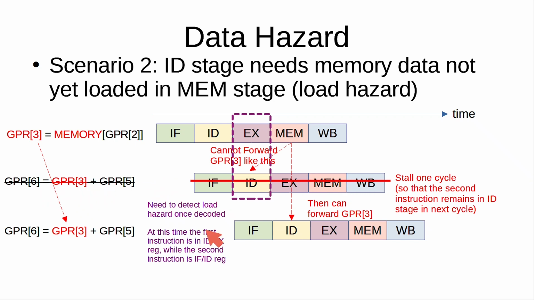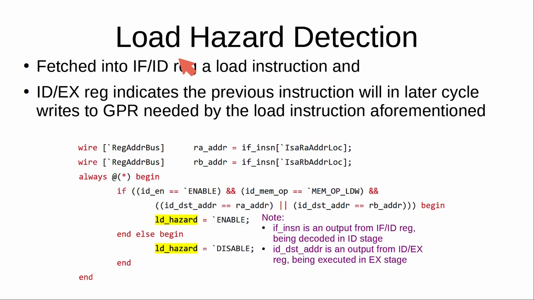After we stall for one cycle, it will look like this. We have this scenario where the second instruction is now in the decoding stage, and it can get the forwarded data from the memory stage and continue the execution normally. This is how the load hazard in scenario 2 is resolved.